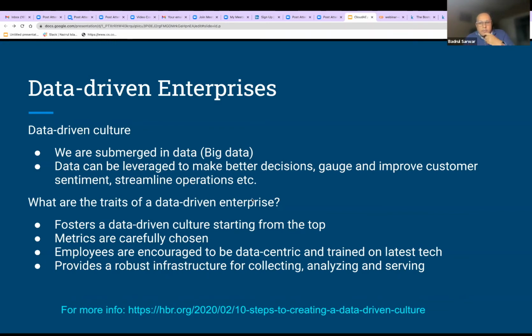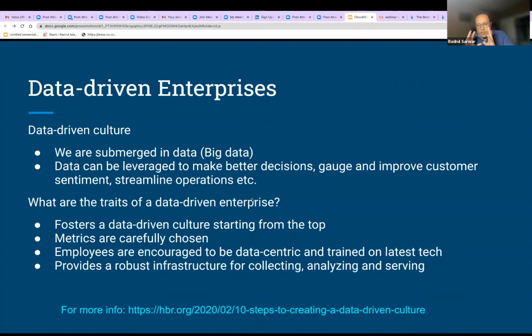So it has forced the companies to become data driven, and in a data driven enterprise, the whole thought process starts from the culture itself. So data can be leveraged to make better decisions, and it can be used to not only make business decisions. Most important thing is that it allows you to gauge the customer sentiment, and then streamline operations and so on. So a data-driven enterprise has certain traits.